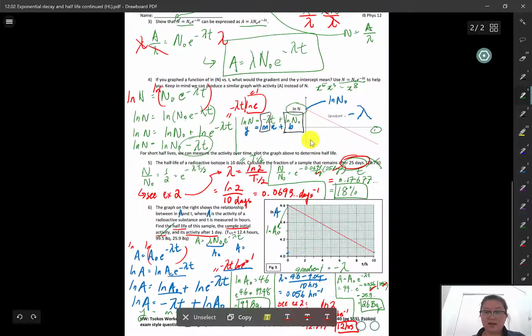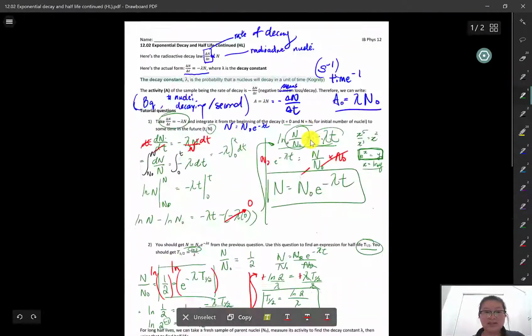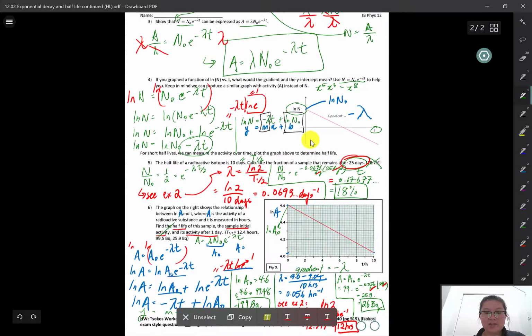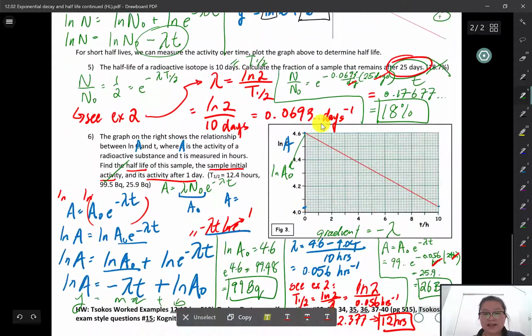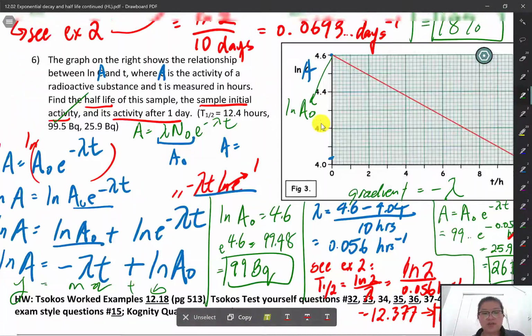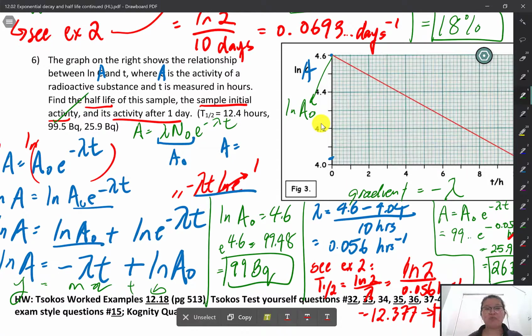A lot of space taken up. So this is essentially our exponential decay. Notice that from doing all these questions, you really need to know how to operate your logarithms and natural logarithm rules. Okay? So hopefully you got something out of these videos.